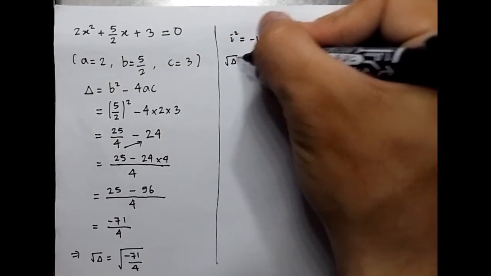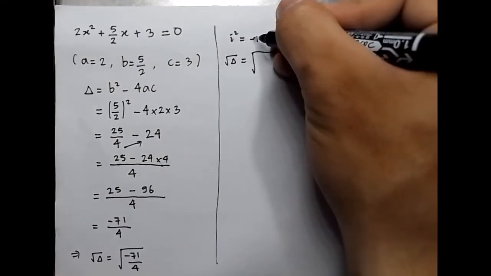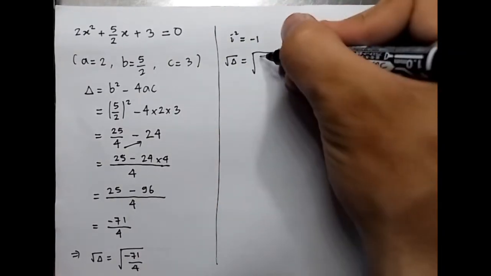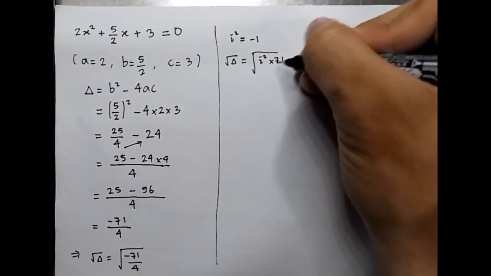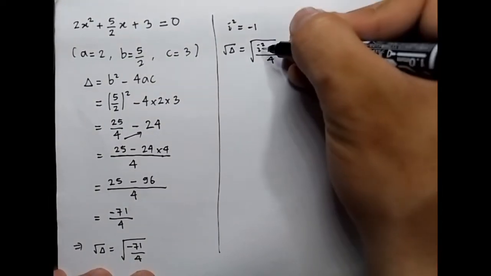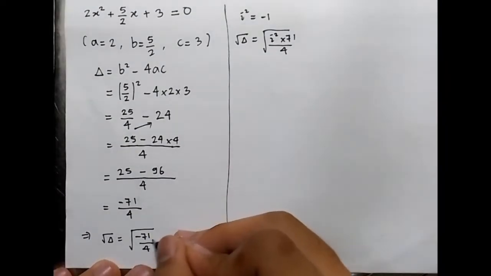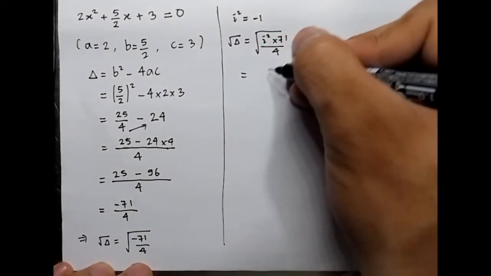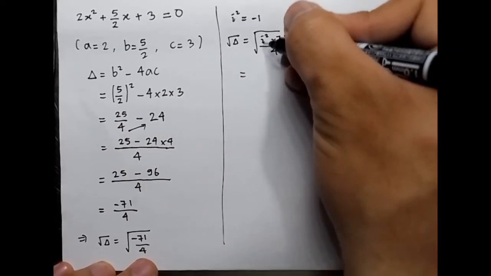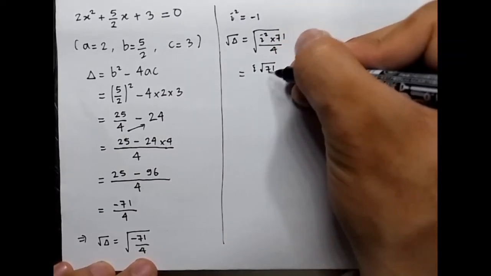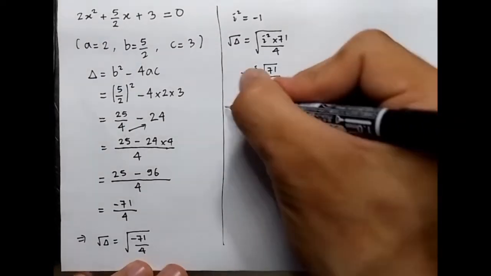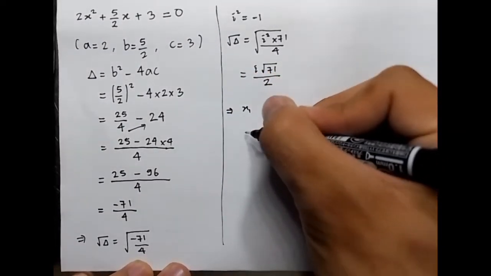So here we have the square root of delta is equal to the square root of, I'm going to write it first, okay? So we got i squared times 71 over 4. Why write something like this? Because i squared is equal to negative 1. Negative 1 times 71 is equal to negative 71. Okay, so i squared can get out from the square root. So we got i times the square root of 71 over 2. 4 can also get out from the square root, which turns into 2. That's how we're going to do it.